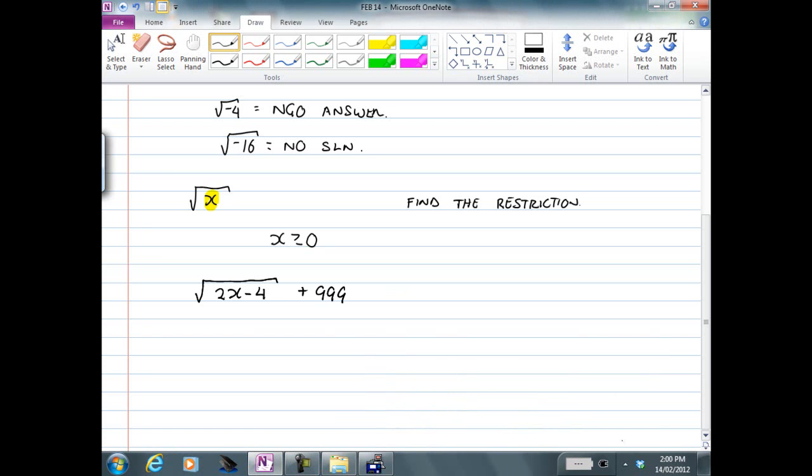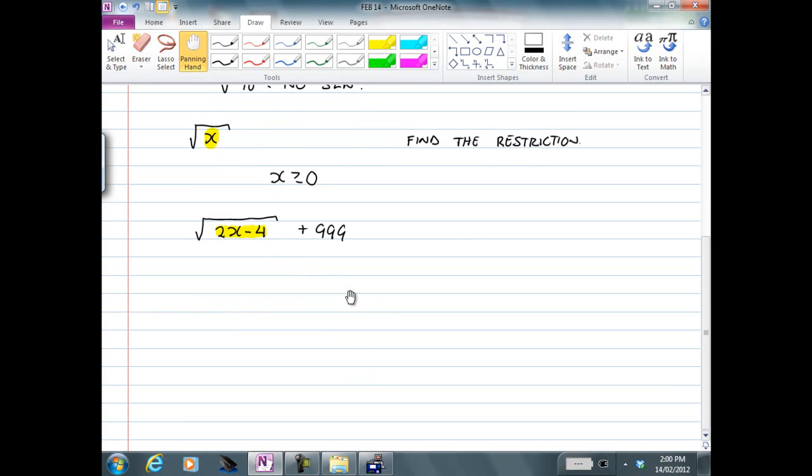To find your restrictions, remember, we only focus on the radicand that has an x in it. Highlight the stuff right here. I don't care about the 999. I have 99 problems, right? I don't care about that. If you're a rapper, you should understand the joke. I go 2x minus 4, and I set it to be greater than or equal to 0, because when we work with restrictions, it has to be greater than or equal to 0.